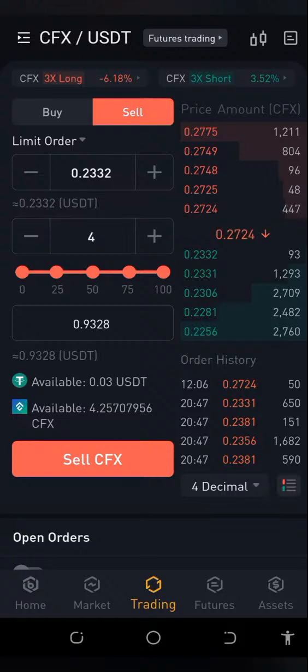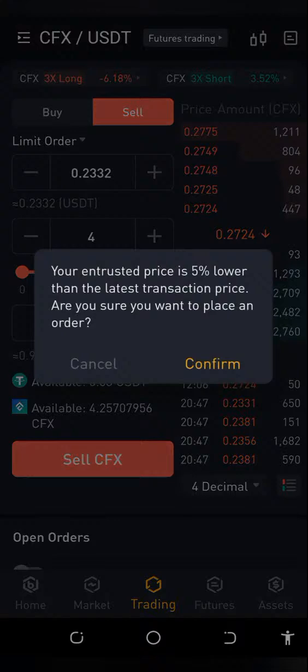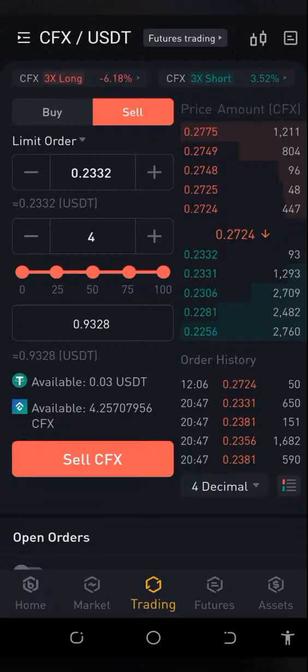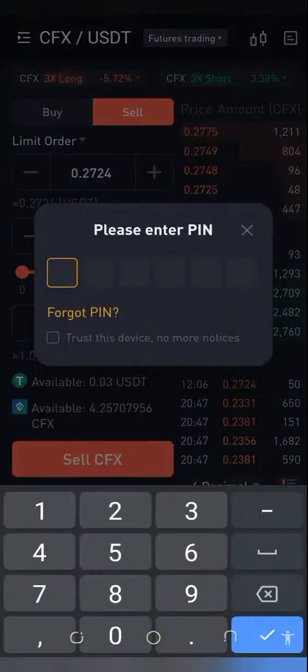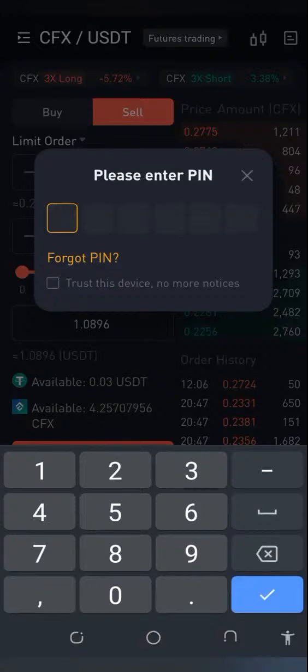But anyways, I've got $1 here and I'm wondering what I'm going to do with it. All right. So probably I'll just have to change it, and then let it just sit there till I have another trade to come in here, right? So let's see whether this is going to go. Oh, what did it say? It said, your entrusted price is 5% lower than the latest transaction price. Are you sure you want to place an order? But I don't want to place an order. Let me do the normal price. And then whenever it converts, I'll wait for it. Let's go ahead and do this. Okay. I'll fix in my transaction pin and I'll be back.